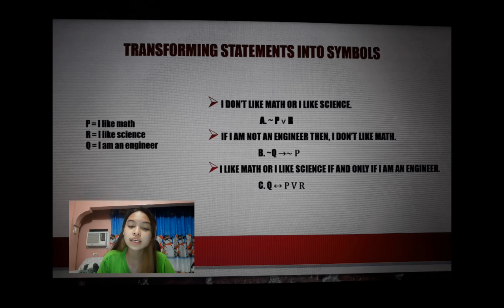So the given propositions are P, I like math, R, I like science, Q, I am an engineer. So first statement is I don't like math or I like science. So you first look for terms that are given or that form a symbol or logic connective. So in here, in the first statement, it is the don't and the or. So don't is for negation and or is for the disjunction.